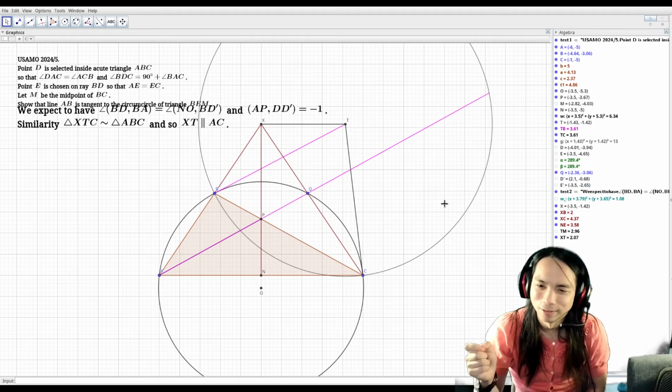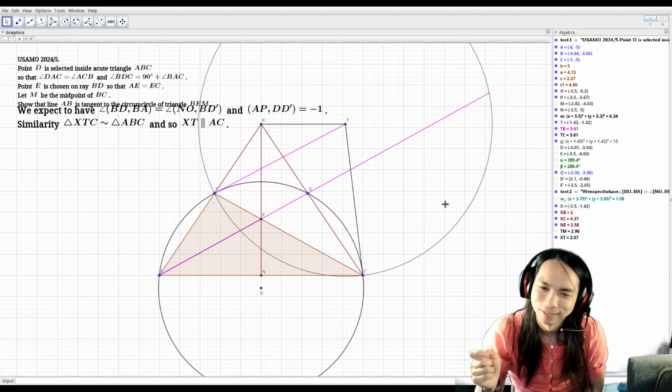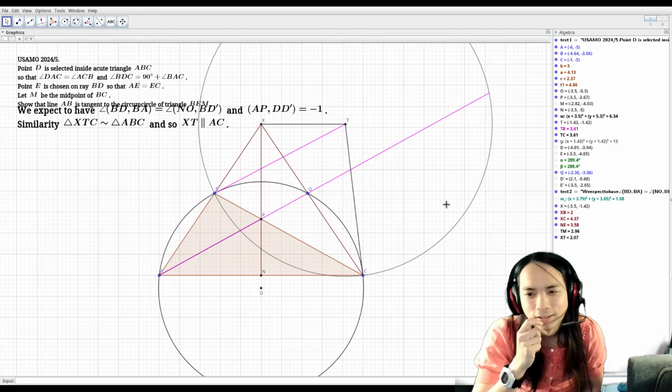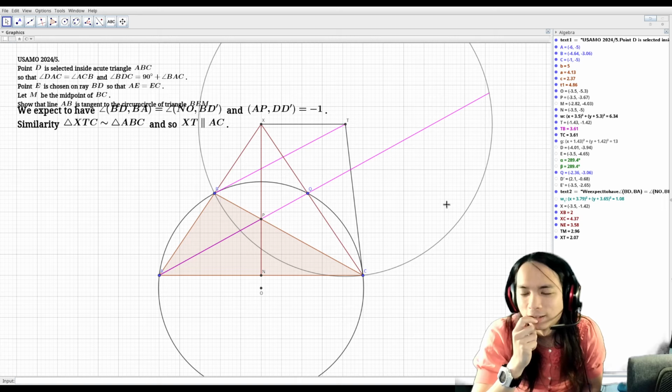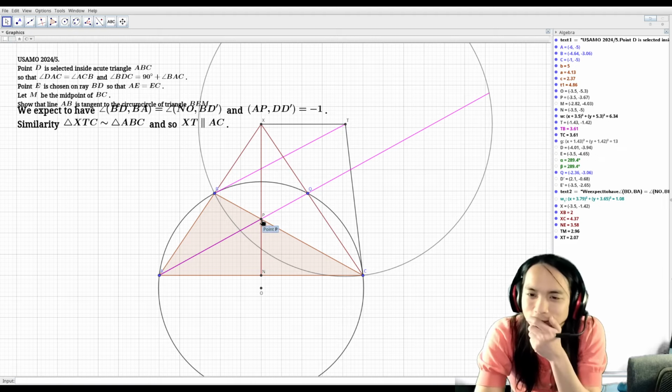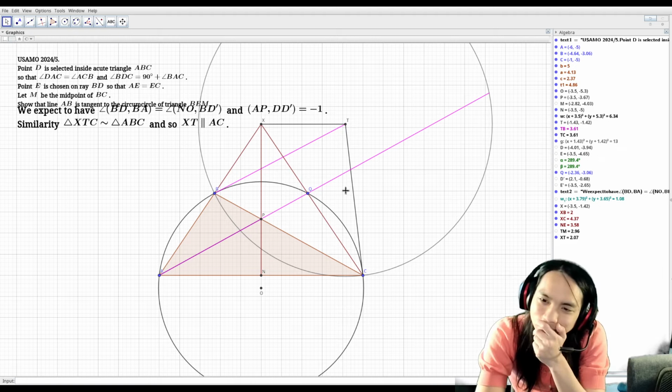How do I show P is on the polar of A? This should be just... Why is P on the polar of A? Why am I not seeing this?